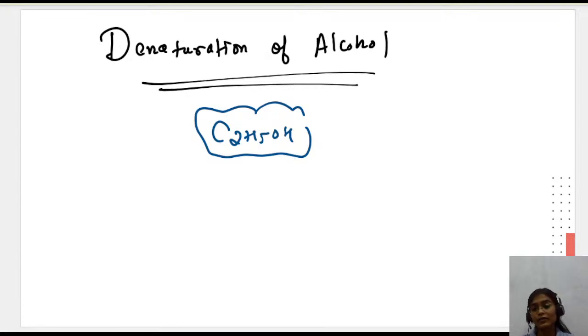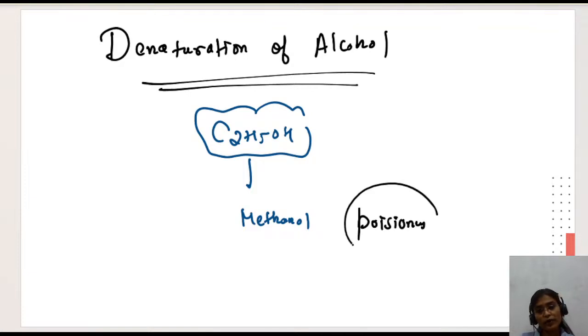So what is the problem, and how do we solve it? Then the government decided to add some poison into it. There is a smell in alcohol. So there are three things we are going to add. The first one is methanol. Out of all the alcohols, this is highly poisonous in nature. It is poisonous in nature.